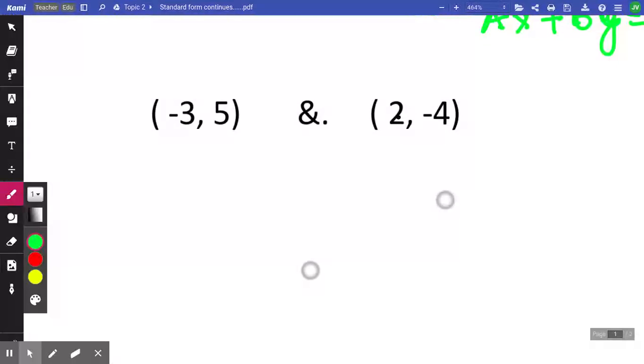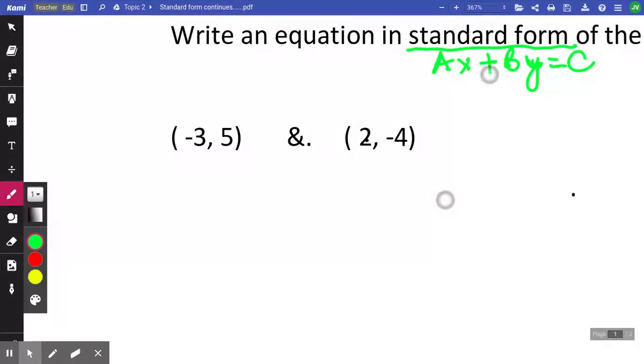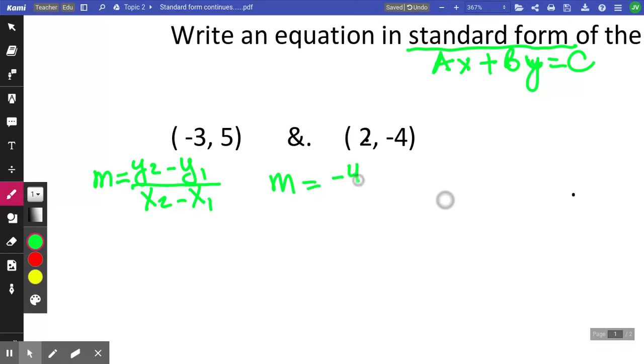For the point-slope form, I need the slope and I need a point. I can choose any of these points given, but the slope I have to calculate. When I have 2 points, remember how we find the slope is y2 minus y1 over x2 minus x1. All right, so I'm going to use these 2 points to find the slope, which is -4 minus 5 over 2 minus -3. And that equals -9 over 5.